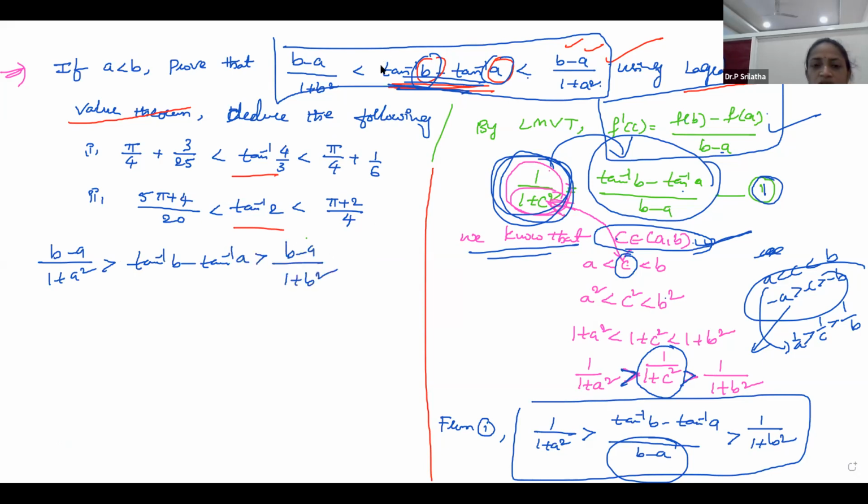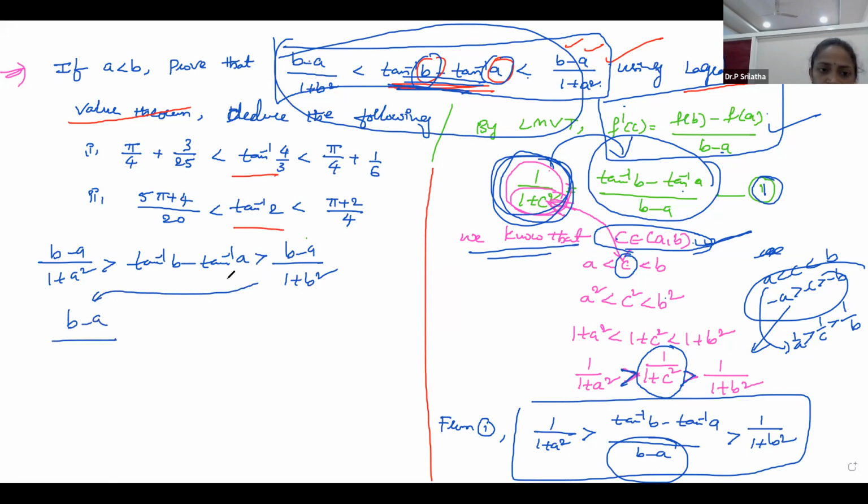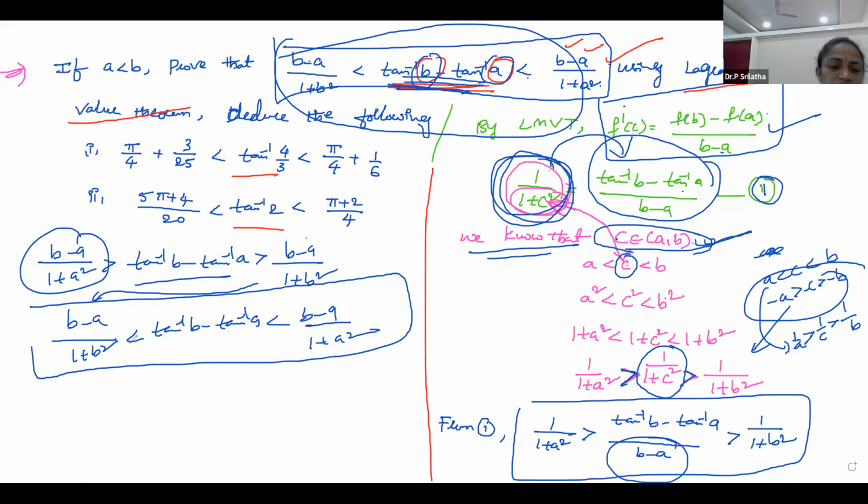Now this is in the reverse direction. Otherwise, you can take the inverse on both sides. That means b minus a divided by 1 plus b square is less than tan inverse b minus tan inverse a, which is less than the next condition, b minus a divided by 1 plus a square, right? So hence we proved it, right?